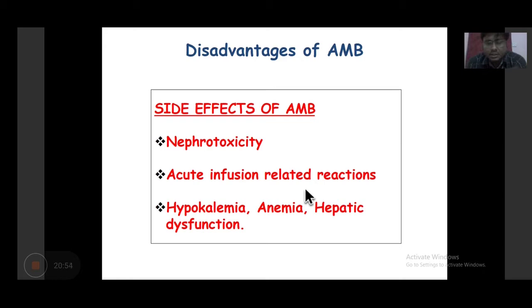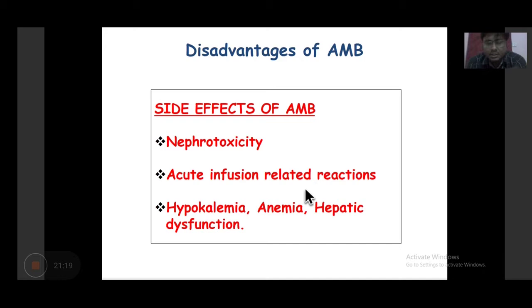So, what are the disadvantages of amphotericin B? One is nephrotoxicity. Second is the acute infusion-related reaction, as I told you, chills, fever. So it is very important to pre-medicate the patient. And then finally, hypokalemia, anemia, hepatic dysfunction, because of nephrotoxicity only, can be seen. So this is because of conventional amphotericin.